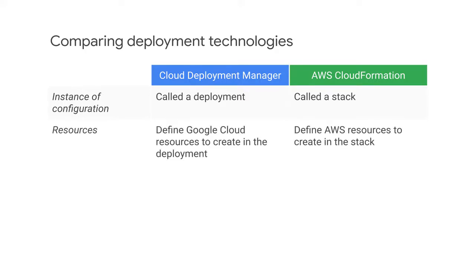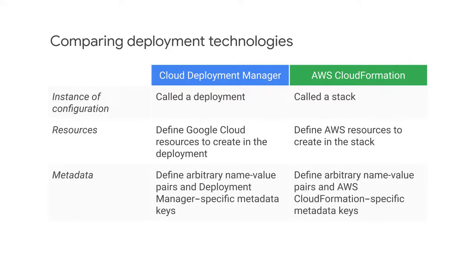Both Deployment Manager and AWS CloudFormation allow you to define the resources to create in the instance, and both enable you to define arbitrary name-value pairs and technology-specific metadata key-value pairs.